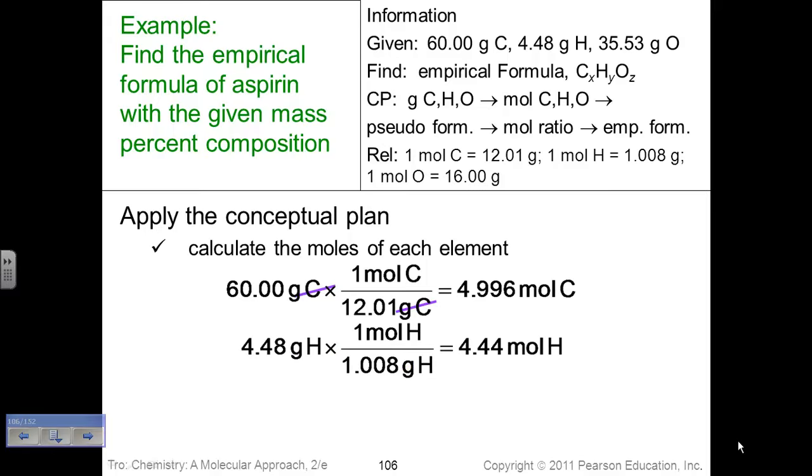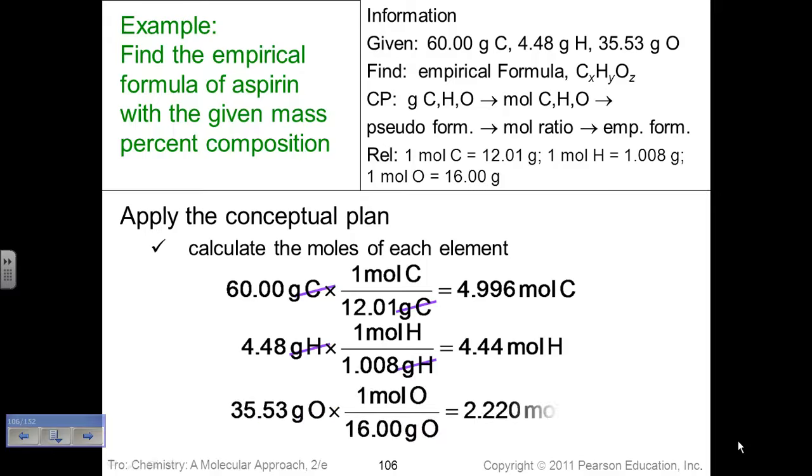Do the same strategy for hydrogen. 4.48 grams divide by 1.008 grams. We cancel the gram units and find 4.44 moles of H. One more element to do, turning grams of oxygen into moles of oxygen. 35.53 grams of O times 1 over 16 tells us 2.220 moles of oxygen.